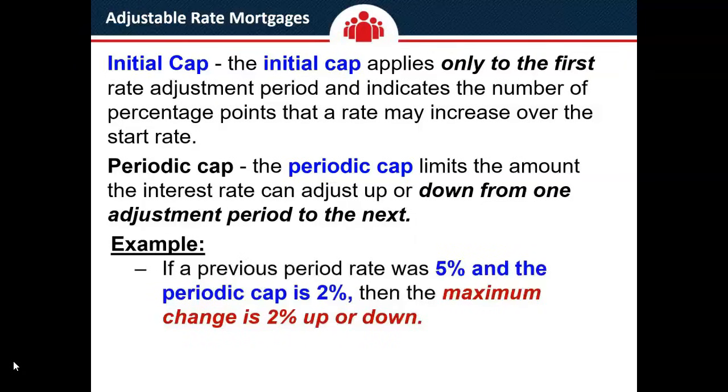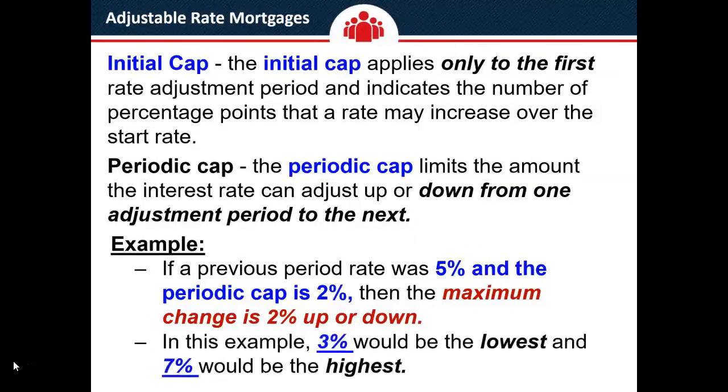For example, if the previous period rate was 5% and you have a periodic cap of 2%, what's the highest or lowest your rate can go? Well, if you're starting at 5% and you have a periodic cap that can either adjust up or down by 2%, then the lowest your rate can be is 3. If you're starting at 5 and it can go down as much as 2, that means it can go down to the lowest of 3.